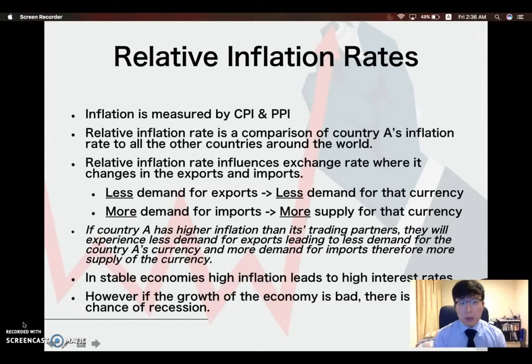In a stable economy, high inflation leads to high interest rates, so it's not the worst thing in the world. However, in growing economies, it is bad because there's a possibility of recession.